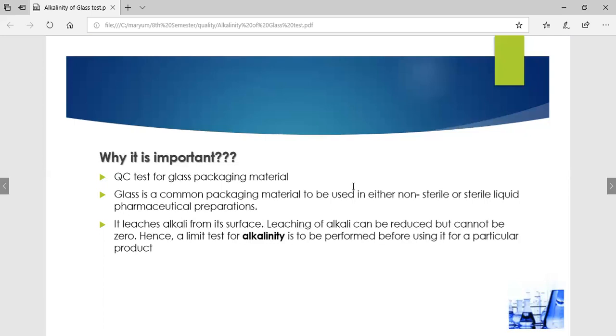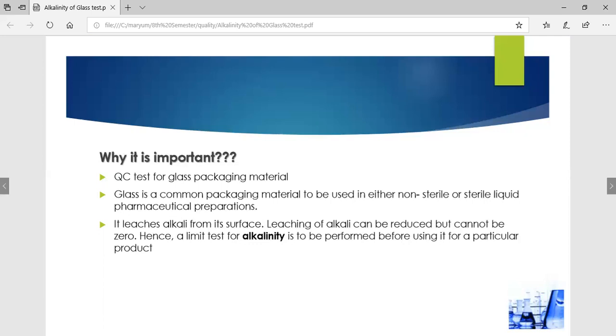So it leaches alkali from its surface. Leaching of alkali can be reduced but cannot be zero. We can treat our glass with different types of materials to reduce the leaching of alkali, but we cannot make a glass which has zero leaching, which is like zero alkali containing glass. It is a totally impossible thing, but we can reduce it, and we can reduce it to a very safe level. Hence, a limit test of alkalinity is performed before using a pharmaceutical product.